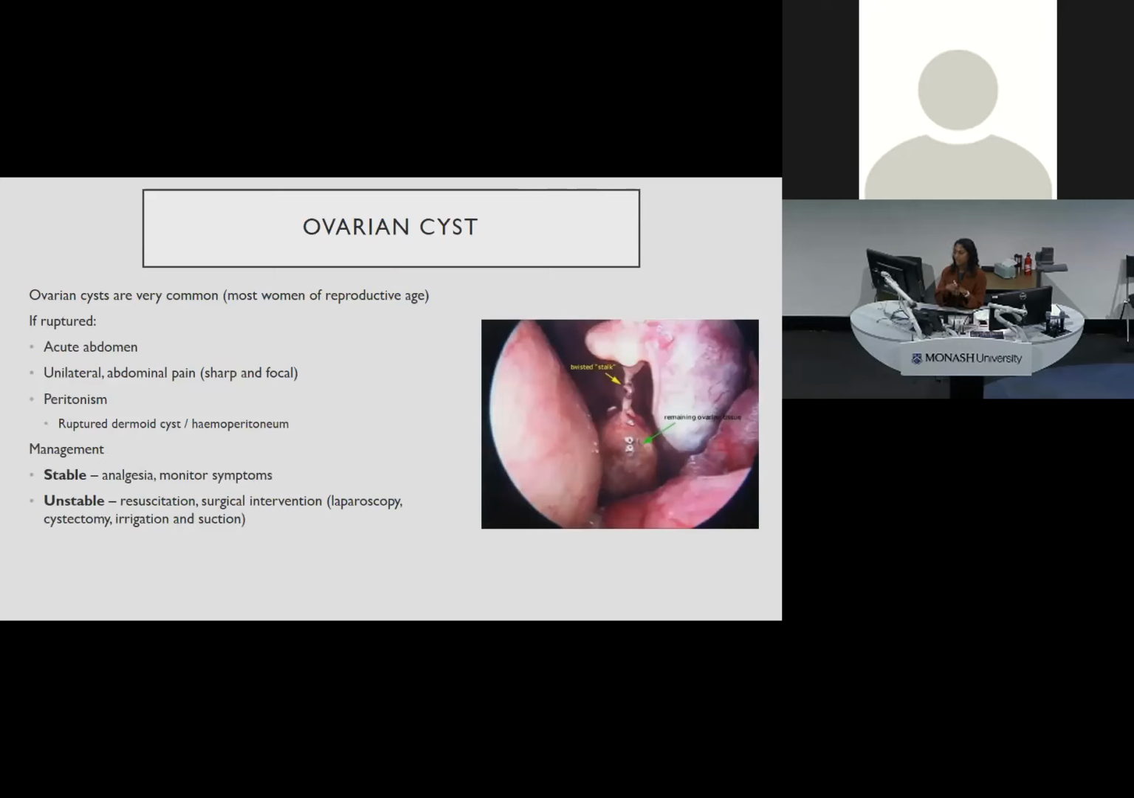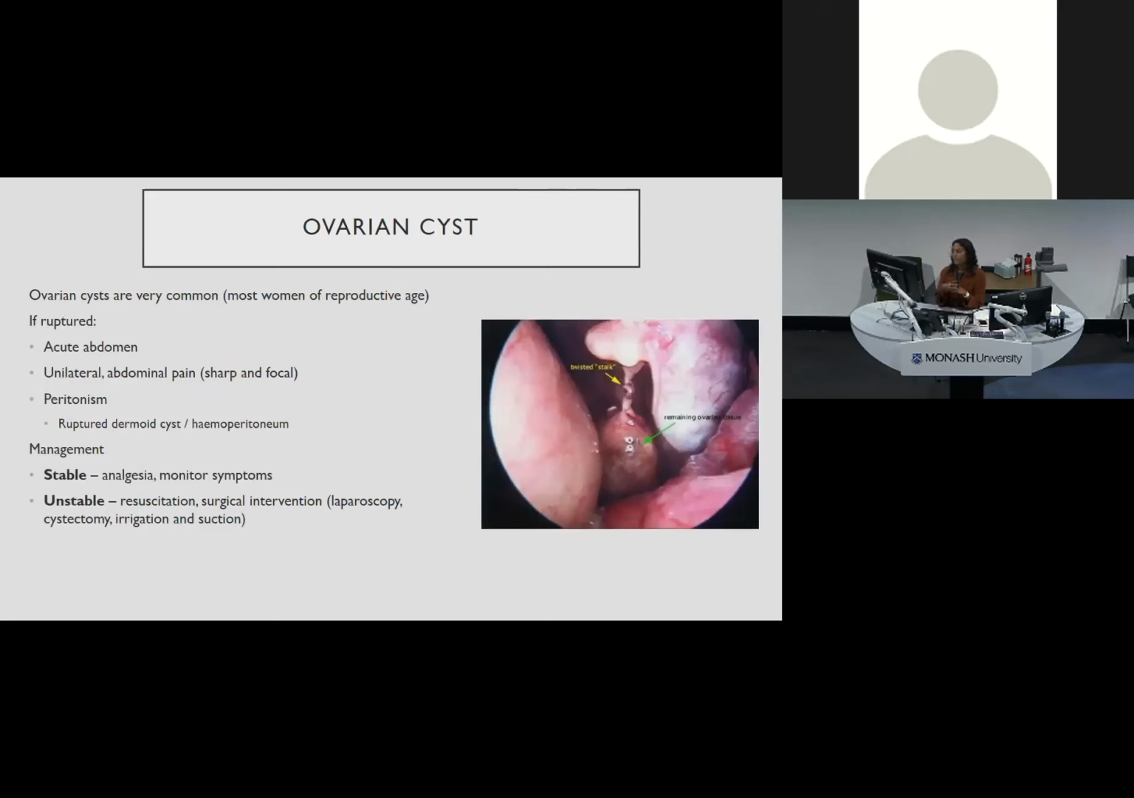So when that reacts with the actual peritoneal layer, they can cause some really significant pain and peritonism. And this generally presents as unilateral sharp focal pain. If they're stable, you might not have to do anything, so you might just monitor them and give them some analgesia. But if they are unstable, they've got hypovolemic shock, they've got peritonism, that's when you need to send them into theatre.